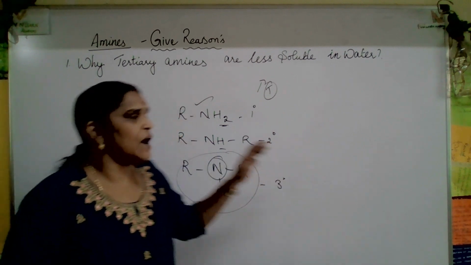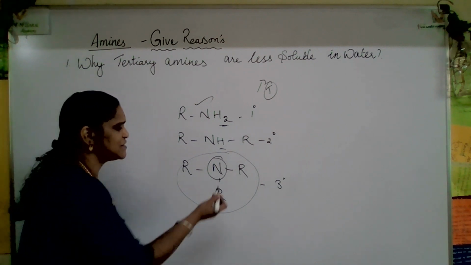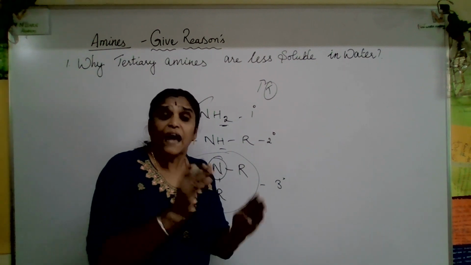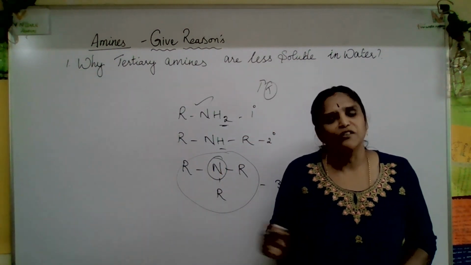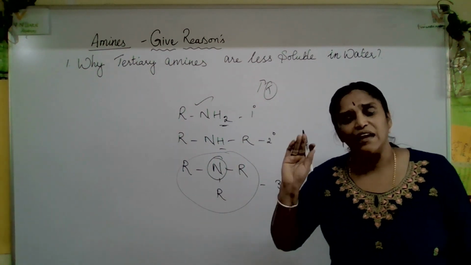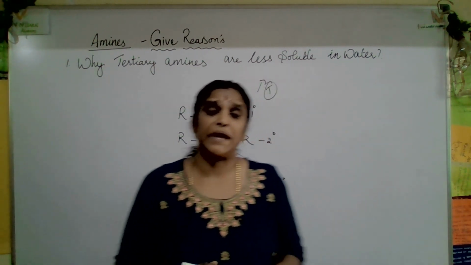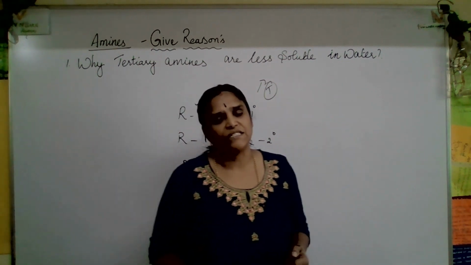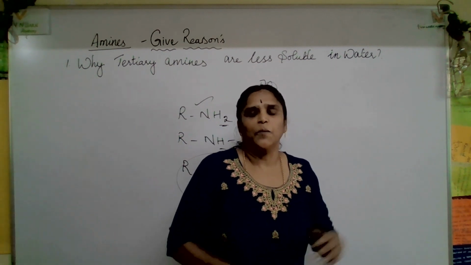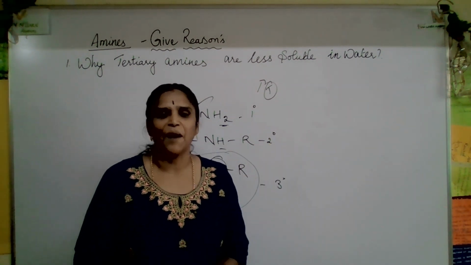Hope you have a clear idea now why tertiary amines are lesser soluble in water. Because the number of hydrogens is nil, it does not form a hydrogen bond with the water molecule, so it will be lesser soluble, whereas primary and secondary will be soluble. And aromatic amines are colorless only, but on aerial oxidation they become colorful. Hope you are clear about all these points about the physical properties of amines.